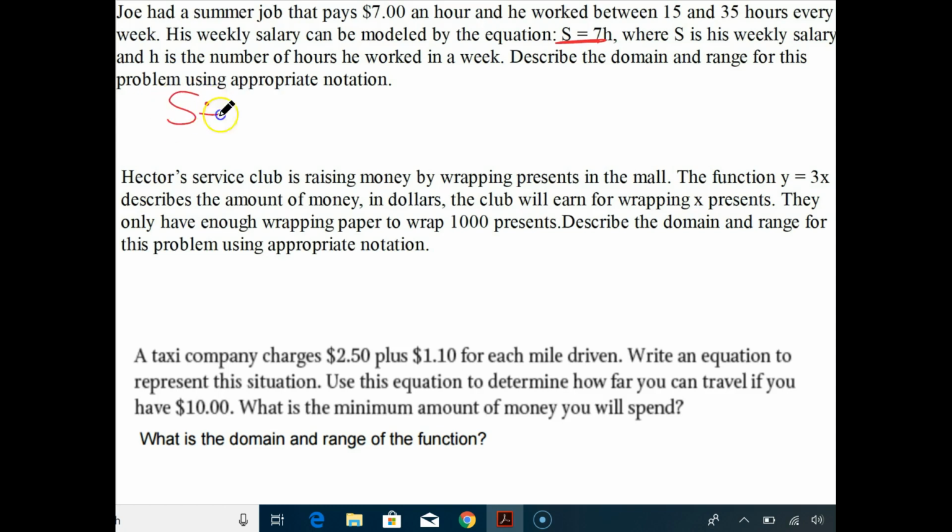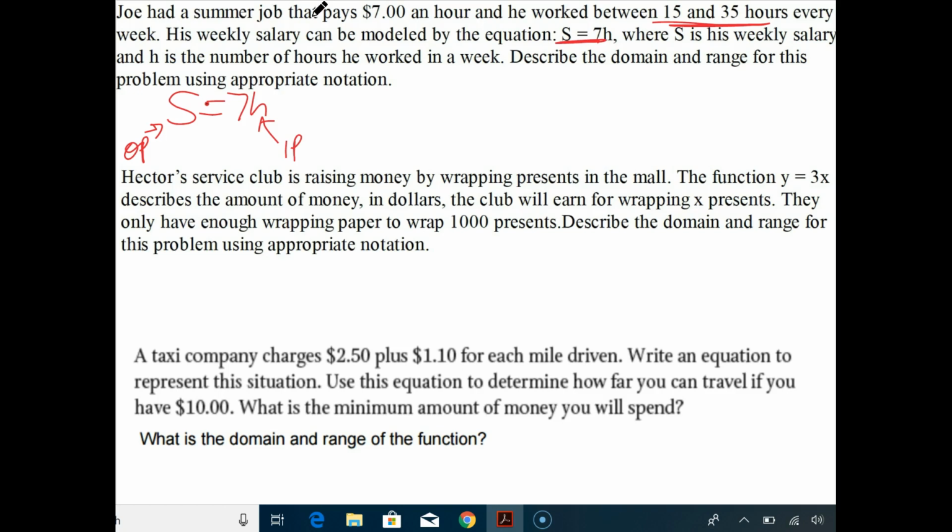So we have S is equal to 7H. This is going to be my output, which means this is my y and my range. This is going to be my input, which means this is my x and my domain. We're looking at the ordered pair. So it says Joe had a summer job that pays $7 an hour. He worked between 15 and 35 hours every week. His weekly salary can be modeled by the equation S is equal to 7H, where S is his weekly salary and H is the number of hours he worked in a week.